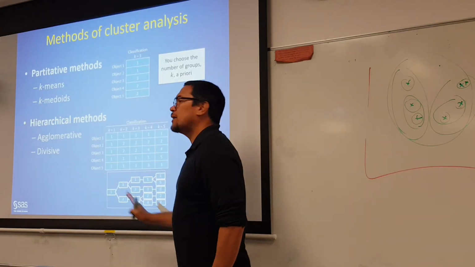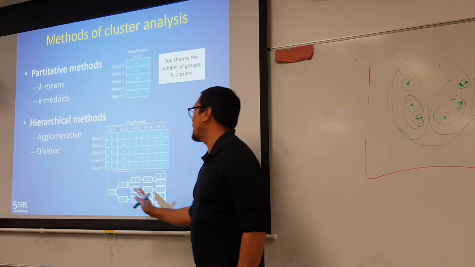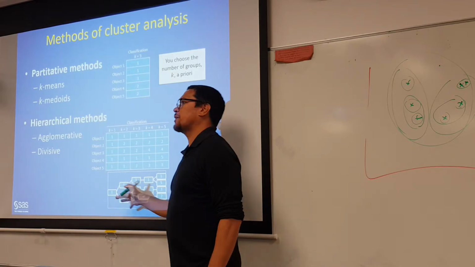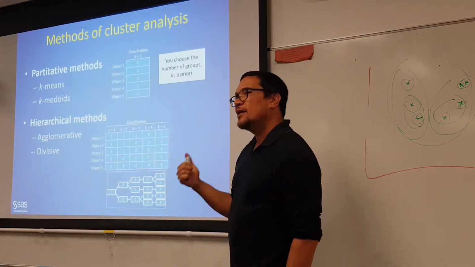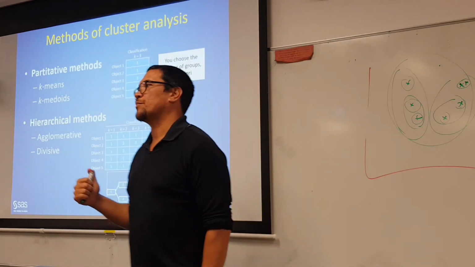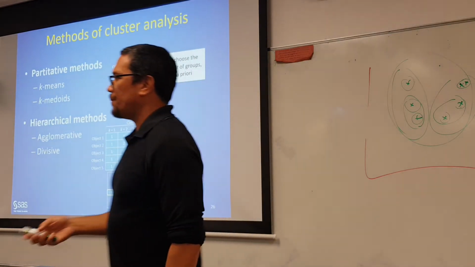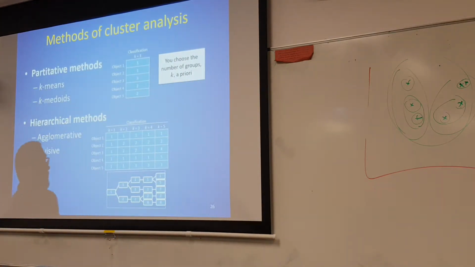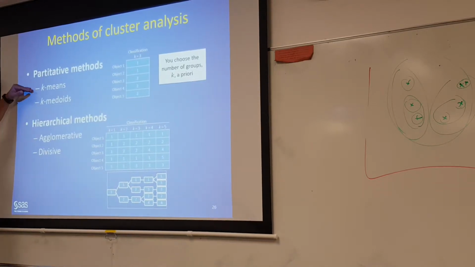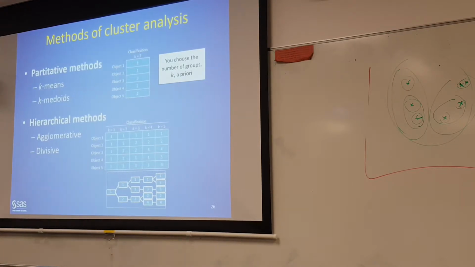Similarly, you can go the other way around, divisive clustering, and that's starting with one cluster, and then you start splitting things. We're not going to deal with that. It doesn't tend to work as well. All right, so the ones I'm going to talk about mainly are hierarchical agglomerative clustering and k-means. They are the two most common clustering methods.